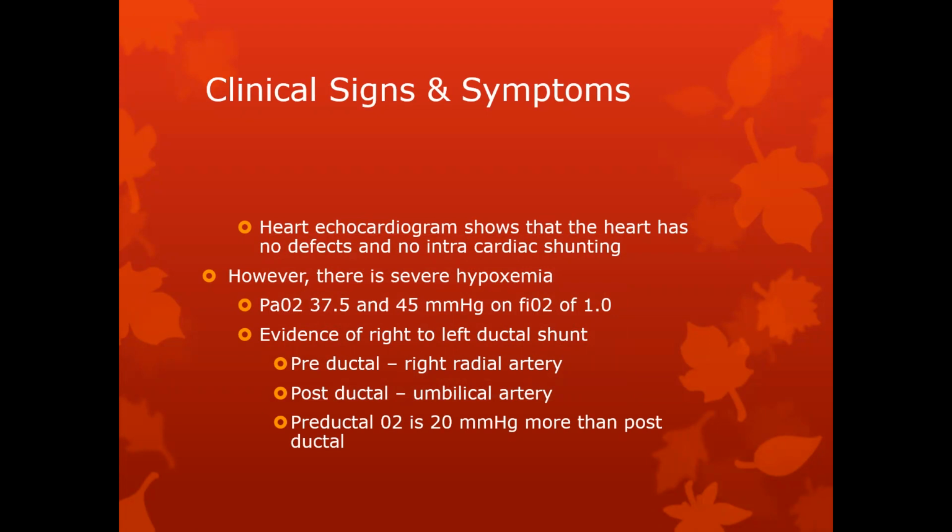Are you serious? A PaO2 of 37.5 and 45 on an FiO2 of 100%. Evidence of right to left ductal shunt. And now we look at preductal and postductal. I'm going to explain preductal and postductal in a second. And then there's a difference of 20 millimeters mercury between them.